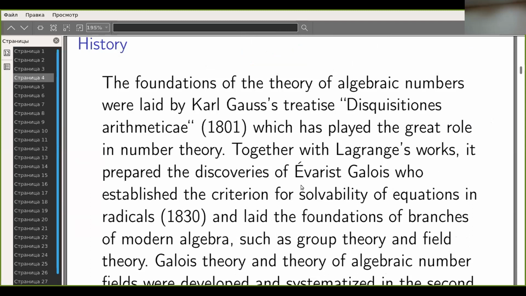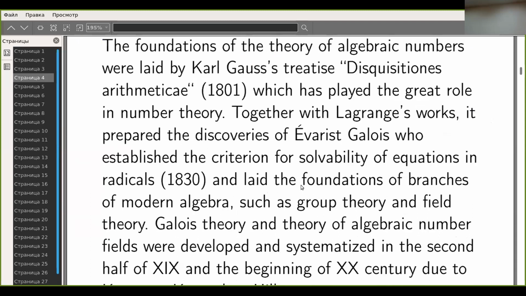Some history. The foundations of the theory of algebraic numbers were laid by the very young Gauss, who published a big mathematical book, the Treatise Arithmetic Investigations in English. This book has played a great role in number theory as a whole, together with Lagrange's work devoted to solving equations.